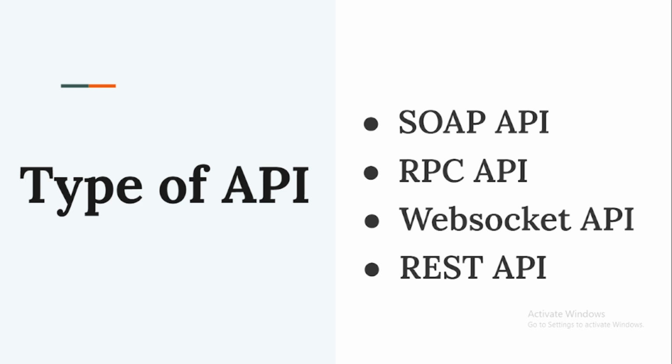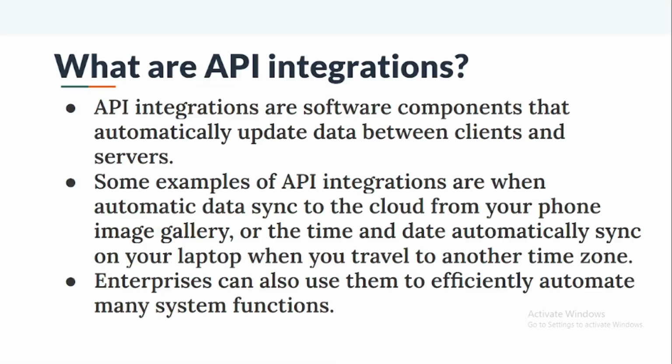Let's look at the API in more detail. So how does API integration work? API integrations are software components that automatically update data between the client and server. So that's how API integration works.